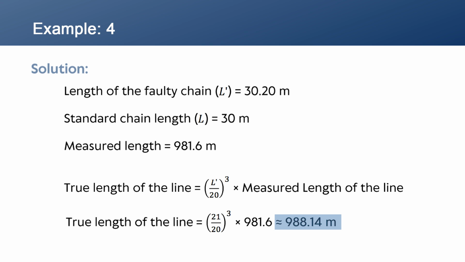The solution is, let us first identify the variables, that is L dash, which is the length of the faulty chain, is 30.20 meter. L, which is standard chain length, is 30 meter. Measured length given is 981.6 meter. So using the formula, true length of the line is equal to L dash by L into measured length of the line. We can calculate the true length as 988.14 meter. So the true length of your survey line is approximately 988.14 meter and not 981.6 meter that you measured.